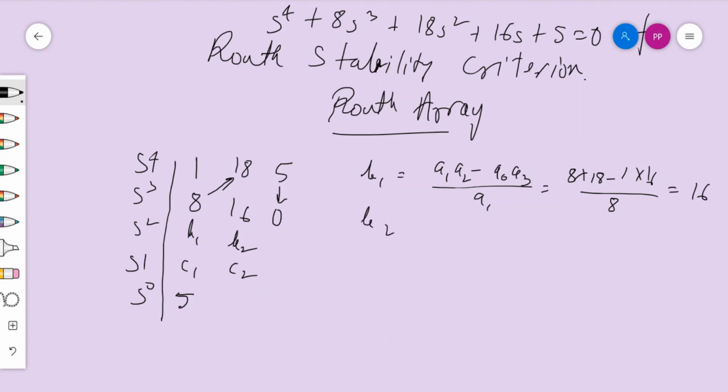Similarly, b2 can be obtained as 8 into 5, because this is a1 a4 minus a0 a5 divided by a1. So this should give you 8 into 5 minus 1 into 0, divided by 8. So this should give you the value of 5.